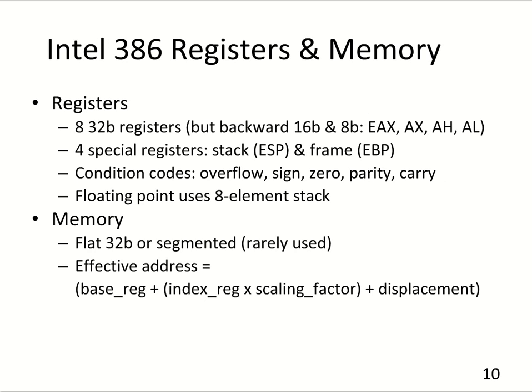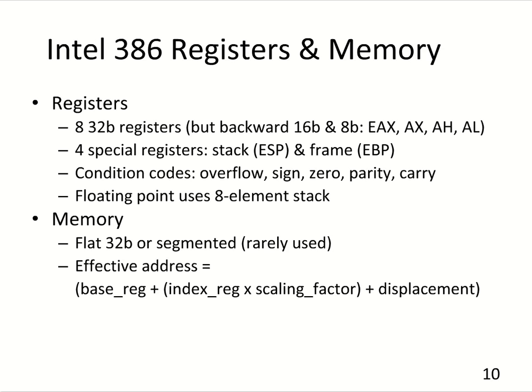All right, let's move on and talk a little bit about the Intel 386 instruction set architecture. Let's take a look first at its register model and memory model. In the 32-bit version of this instruction set, there are 8 32-bit registers. However, the ISA also provides backward compatibility to 16 and 8-bit modes with subsets of the 32-bit registers that are accessed by using a different form of the register identifier, EAX for 32 bits, AX for 16, and so on. There are also 4 special registers, including a stack pointer and a frame pointer.